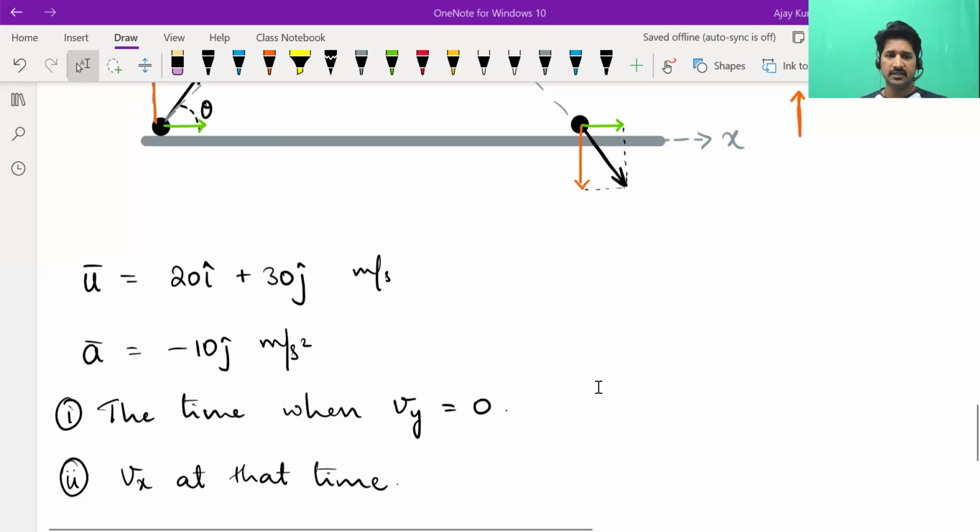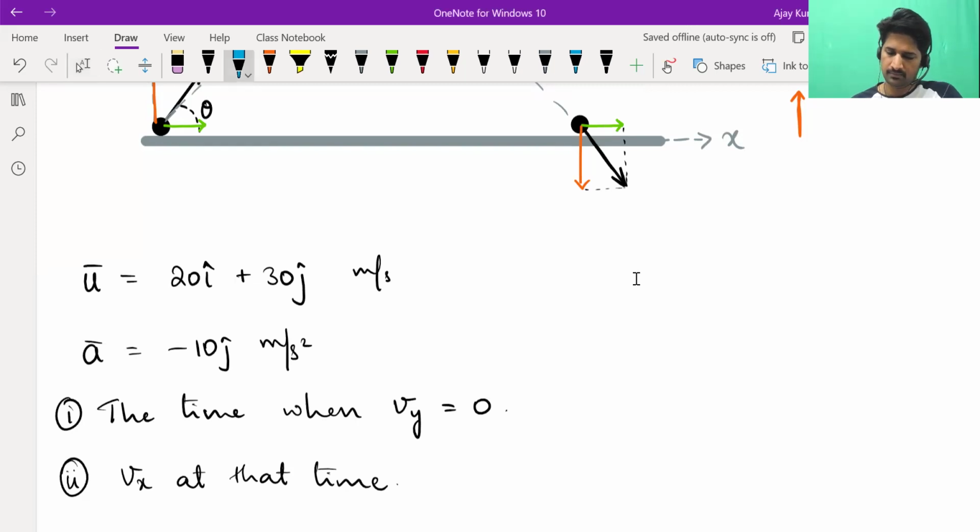Vanilla, your answer for the first part is correct only. Calculate the second part. Yusuf, can you tell me how you are going to solve this? How will you calculate the time when the y component of velocity becomes 0? Okay, Pawan, how will you calculate the time when velocity in the y direction becomes 0?